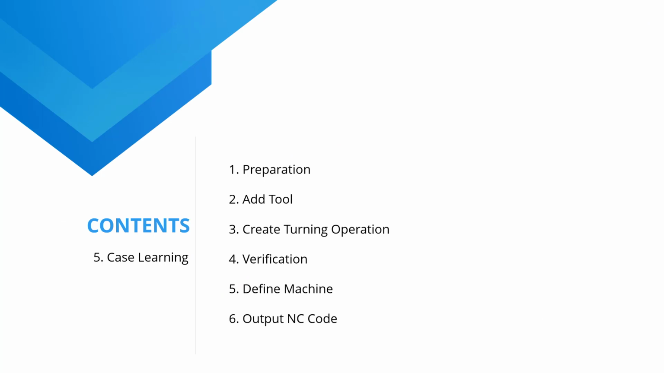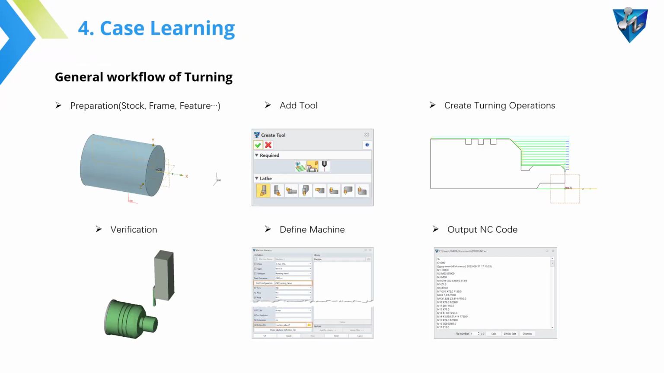Alright, we've covered the theoretical knowledge, and now we'll walk through the entire process of turning programming using a real example. First, we need to do some preparatory work, such as adding the stock material, defining the coordinate system, and specifying the features, among other things. Next, we'll create the required tools based on the needs of different operations.